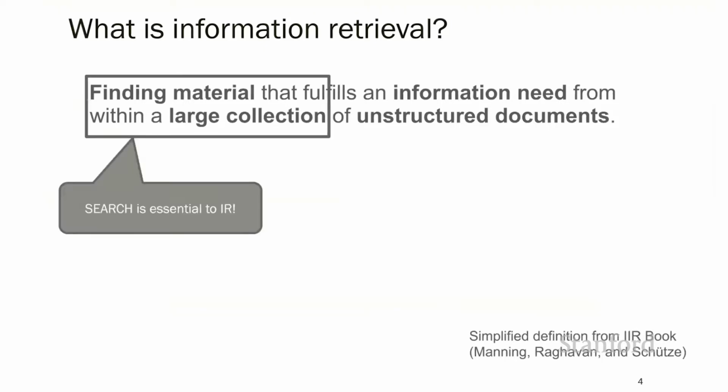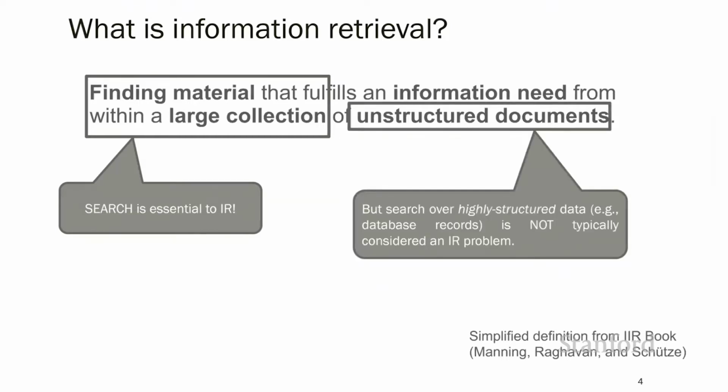Starting on the left-hand side here, the definition says that we're concerned with finding material from a large collection. In other words, large-scale search is at the essence of IR. On the right-hand side, the definition restricts this to unstructured documents, basically items like text, media, and products, ones that lack the clear-cut structure of things like database tables or graphs. Structure-based search or structure-based traversal of graphs and databases are not typically considered IR problems for our purposes, although, of course, they're interesting in their own right.